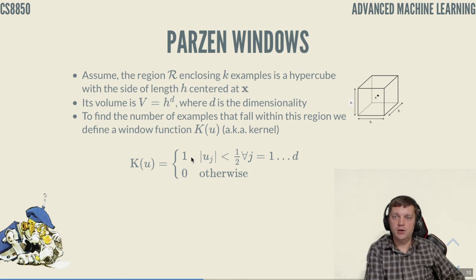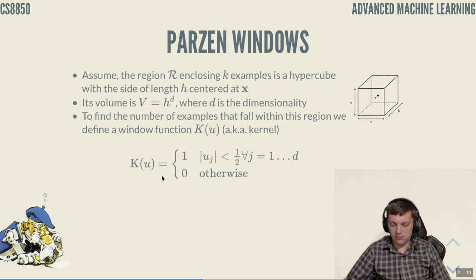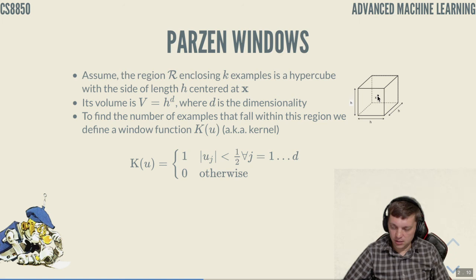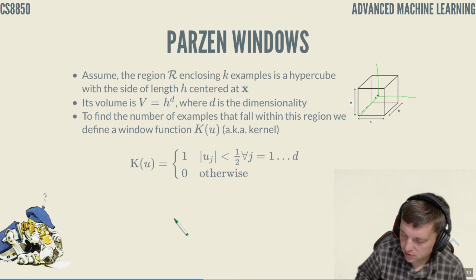Considered as written, it does not involve any actual dimension. This kernel function on the slide is dimensionless. So k of u assumes that the hypercube is centered at the origin and has side length 1. Then you can see that, okay, that's true, right? If h is 1 and this is the origin here, then this kernel will return correct results.